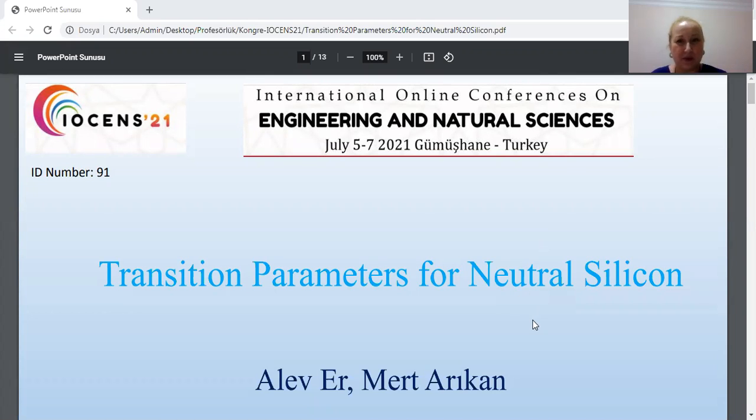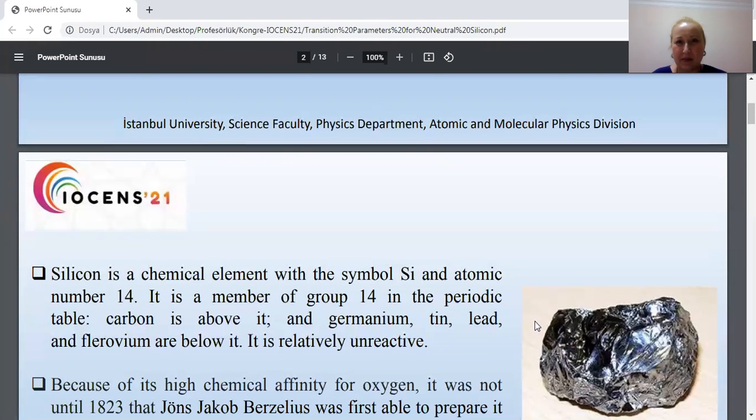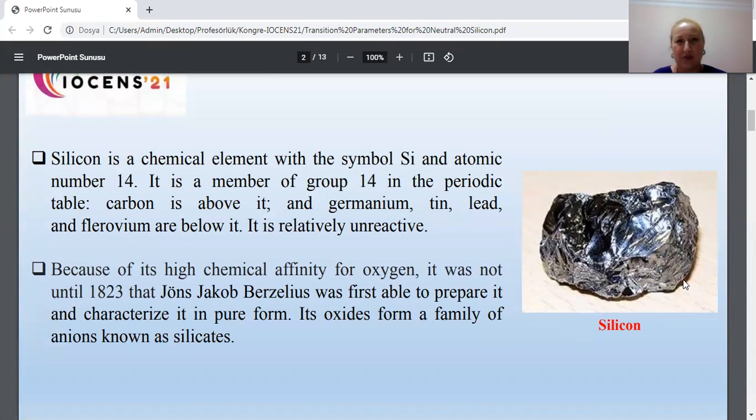Transition parameters for natural silicon. Silicon is an element from the periodic table, and you can see the picture of silicon and its properties here. Silicon is a chemical element with the symbol Si and atomic number 14. It's a member of group 14 in the periodic table. Carbon is above it, and germanium, tin, and lead are below it.